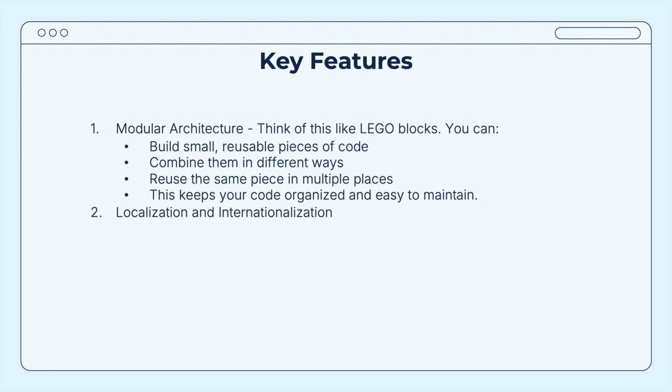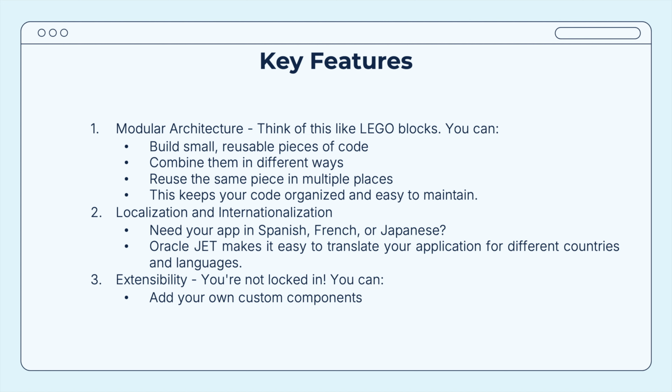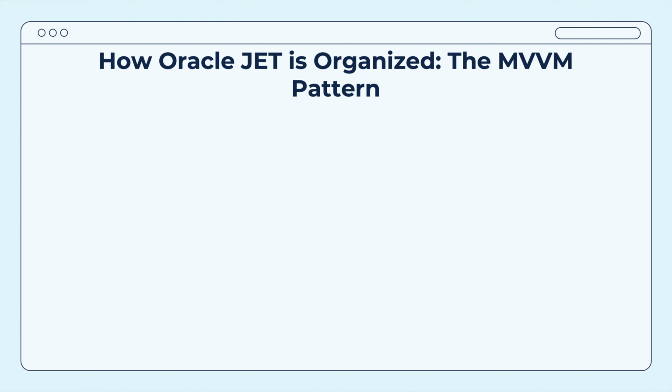Localization and internationalization. Need your app in Spanish, French, or Japanese? Oracle JET makes it easy to translate your application for different countries and languages. Extensibility. You're not locked in. You can add your own custom components, integrate other libraries, and build specialized features unique to your needs. How Oracle JET is organized.